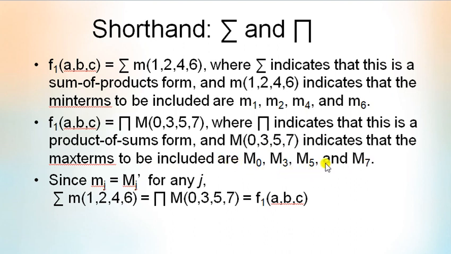This is the shorthand method. So we can write it as sum of m of 1, 2, 4, 6 equal to the product of M of 0, 3, 5, 7 is equal to F of ABC.